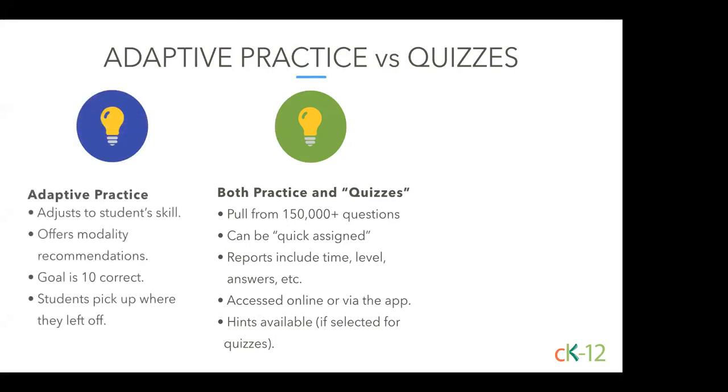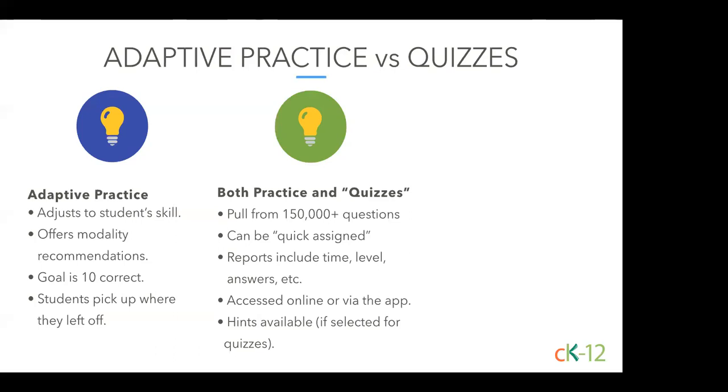Now, some of the features that are specific to adaptive practice is that our practice automatically adjusts to students' skill level. That means that if they are doing well, they'll be getting harder questions. If they're struggling, they'll be getting easier questions. And if they're really struggling, then they will be offered different modality recommendations. That means they might get a video, they might get some text page to read or an interactive to work with before they go back and continue to practice that concept.